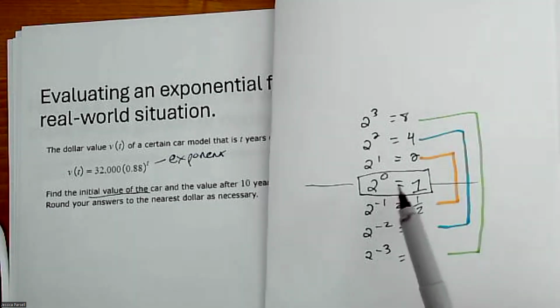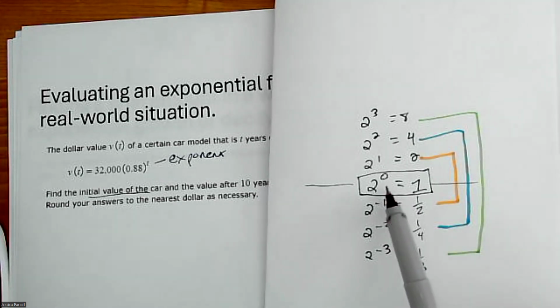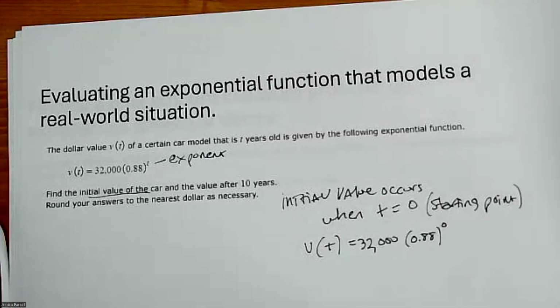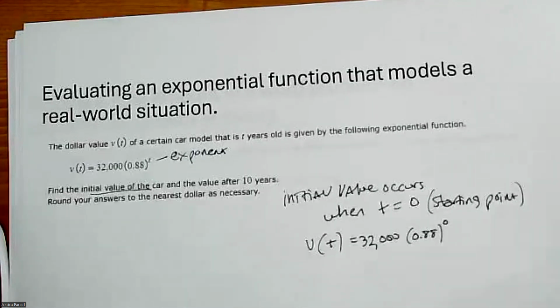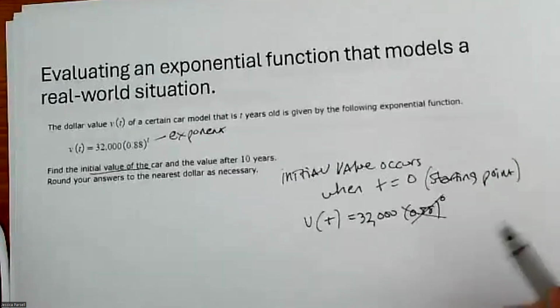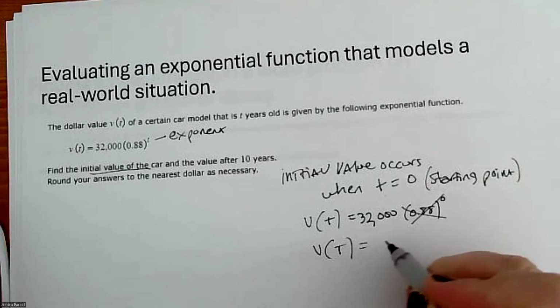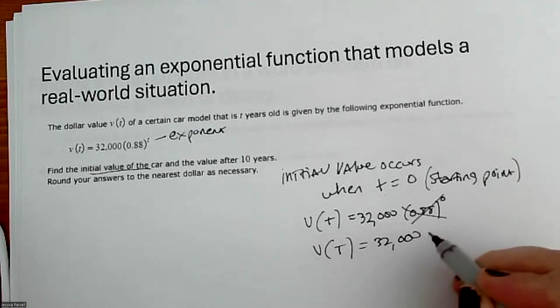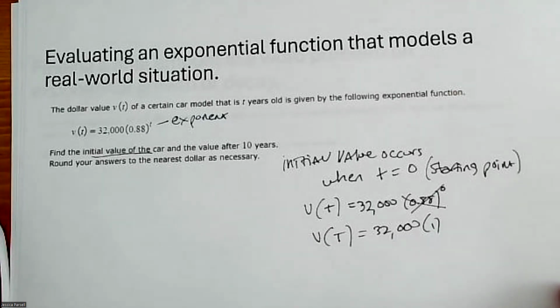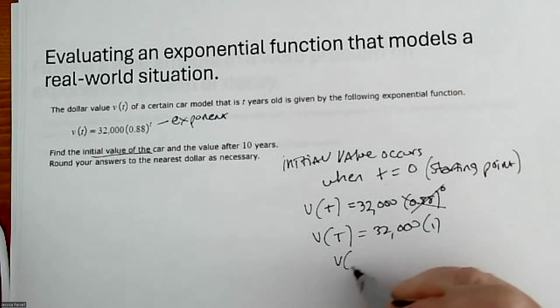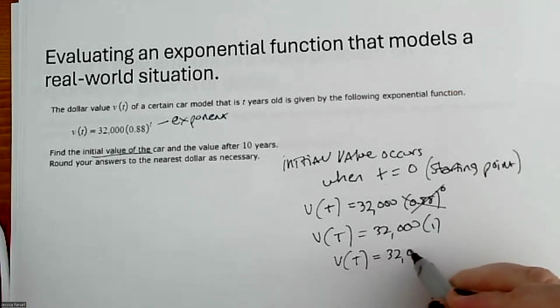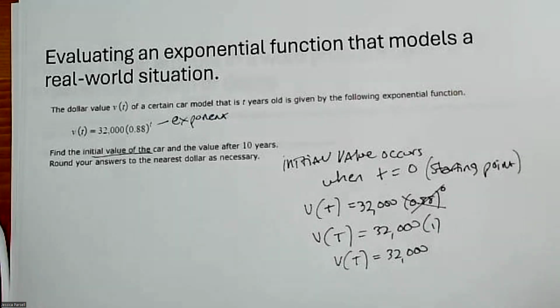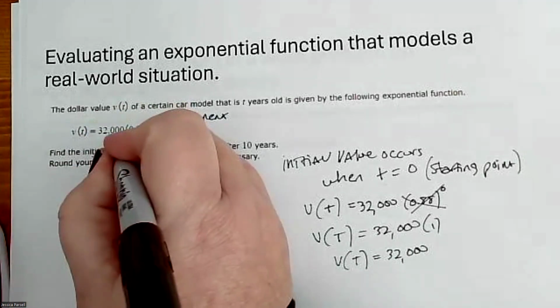And any non-zero number to the zero power is always going to be equal to 1. So we're going to use this information, because if we raise 0.88 to the zero power, that's just going to become 1. So the initial value, or the starting point, is 32,000 times 1, which is just 32,000. Okay? So your initial value is always right here.